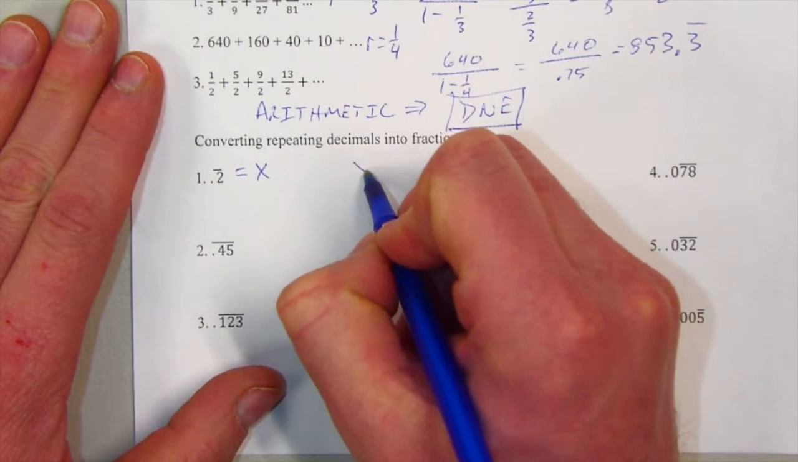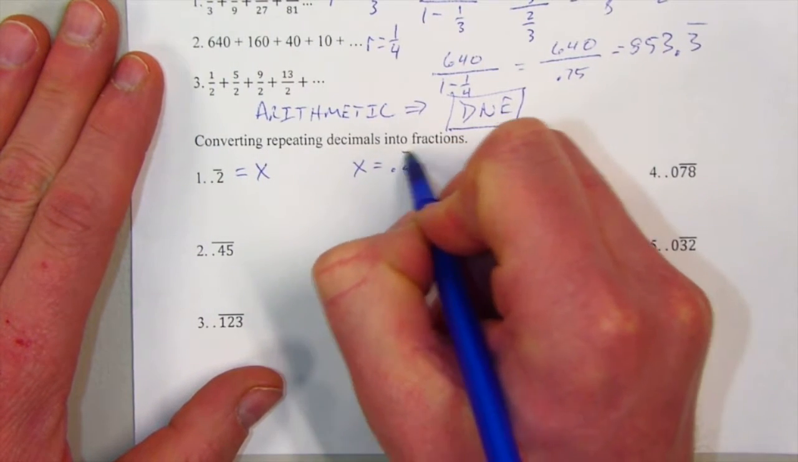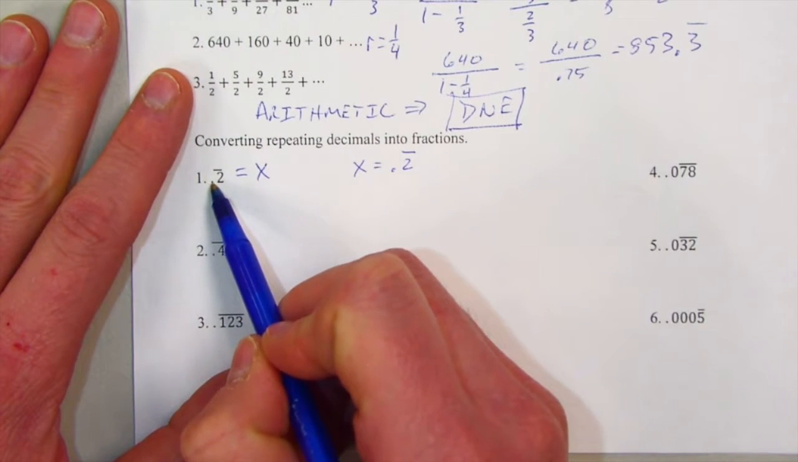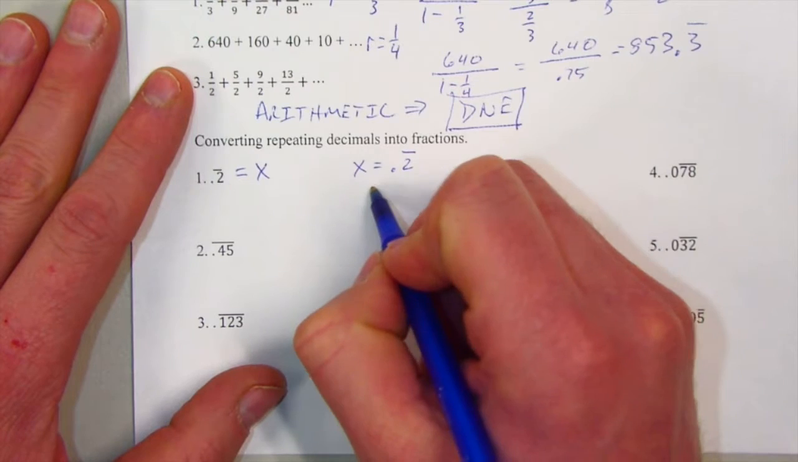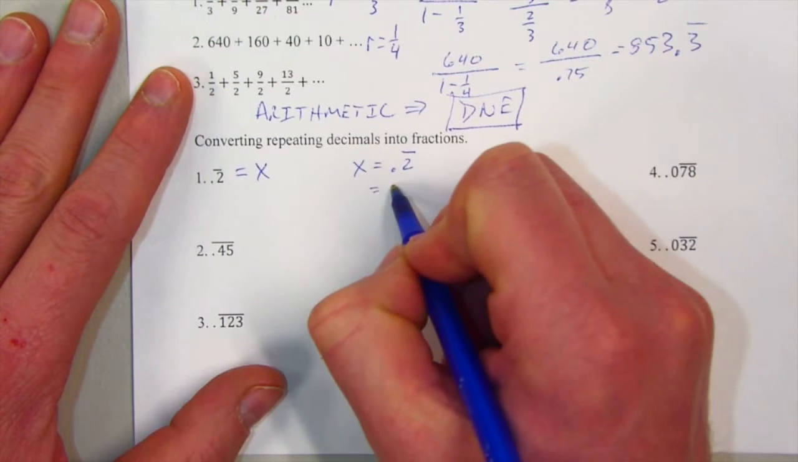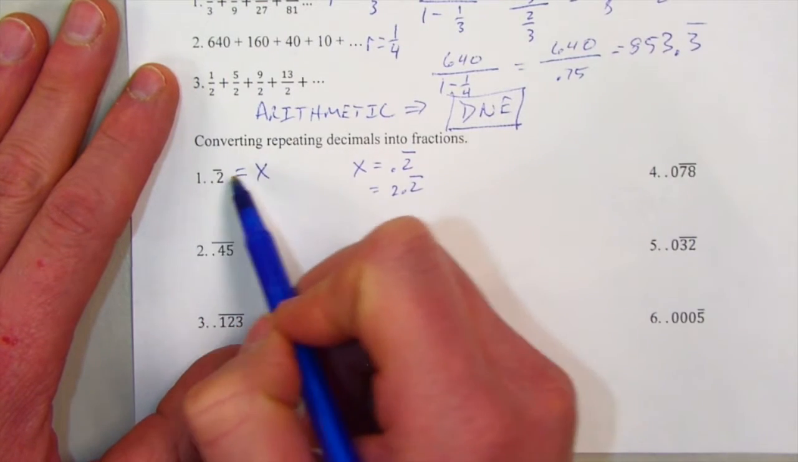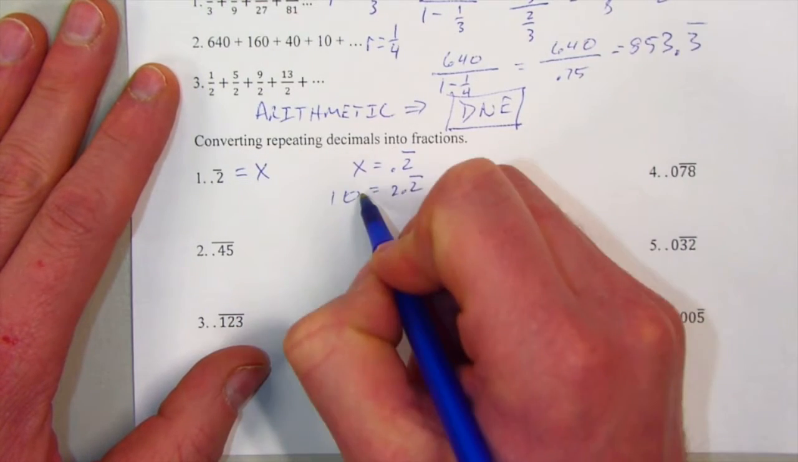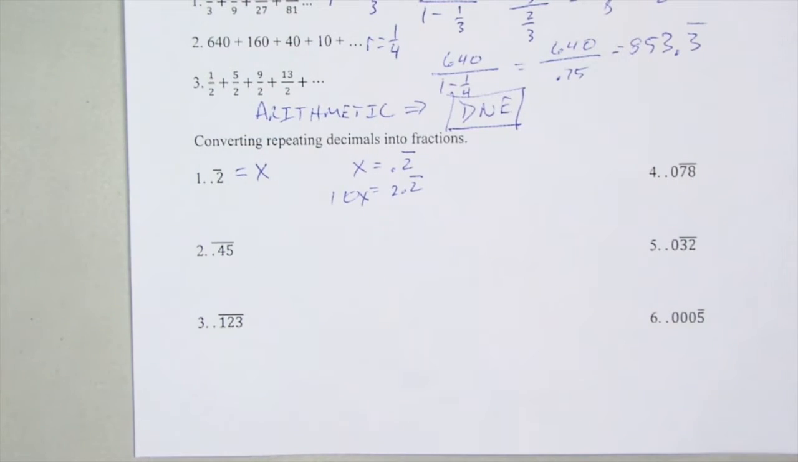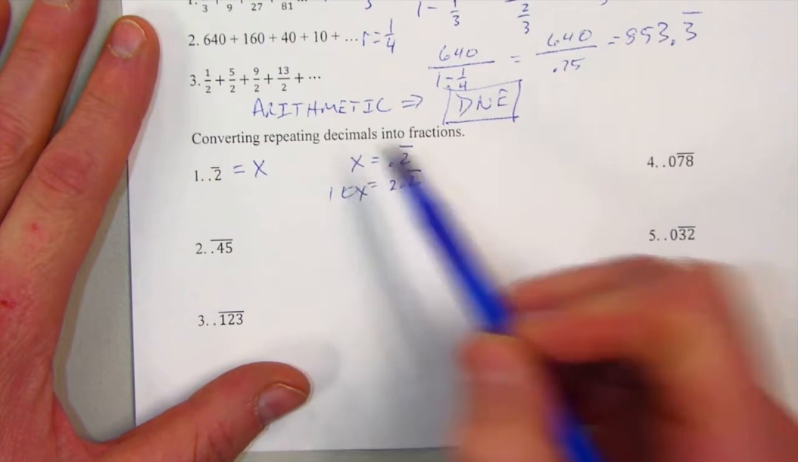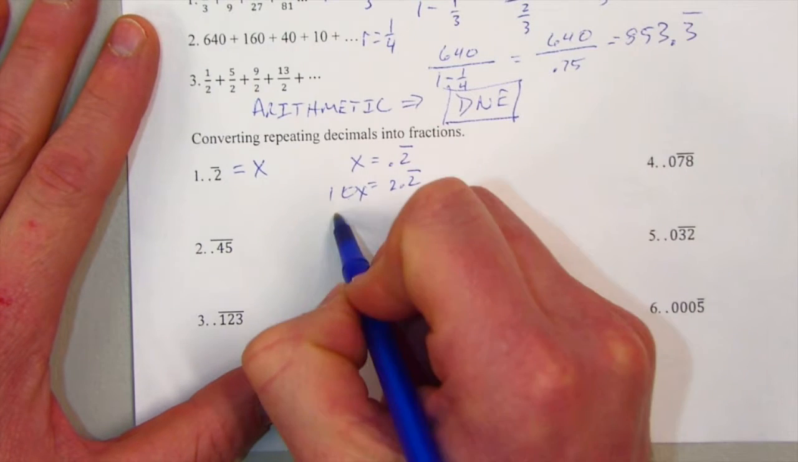So watch what happens. Let's pull this over here. I'm going to say x is equal to 0.2 repeating, like that. And if I multiply this side by 10, the decimal place slides one place. So if I go times 10, I get 2.2 repeating. And I can't just multiply one side by 10, I also have to multiply the other side by 10, so I get 10x over there. All right, now we're going to do kind of a weird thing. We're going to take two lines and we're going to subtract them.